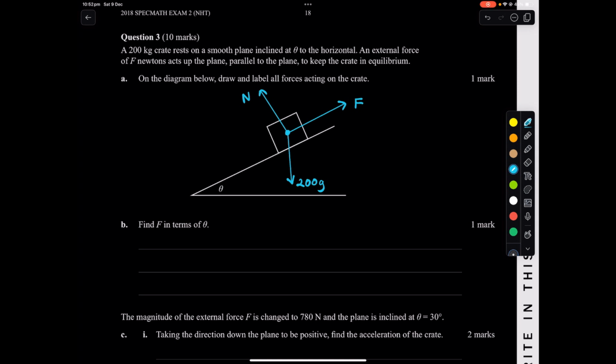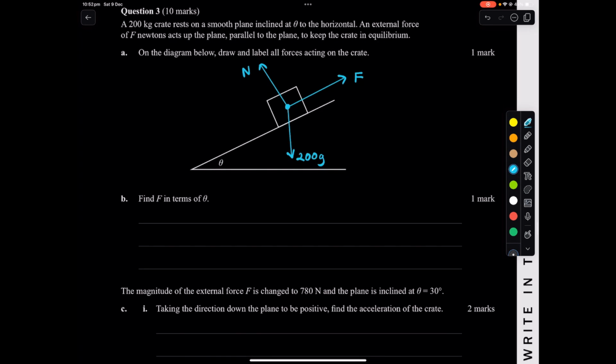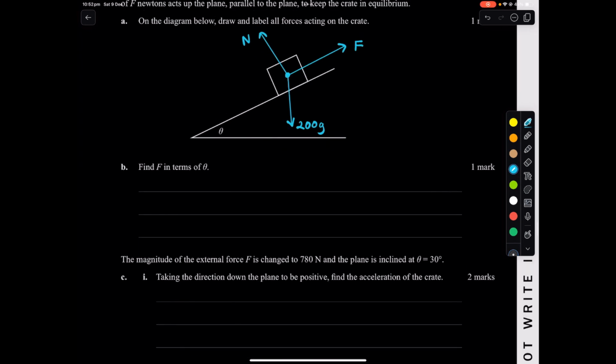So have we forgotten anything? External force acting on the plane parallel to this. On the diagram, draw all the forces. Yes, those are your only forces. Hence, find F in terms of theta. Okay, what we can do is find the components of this, where this is your theta here.